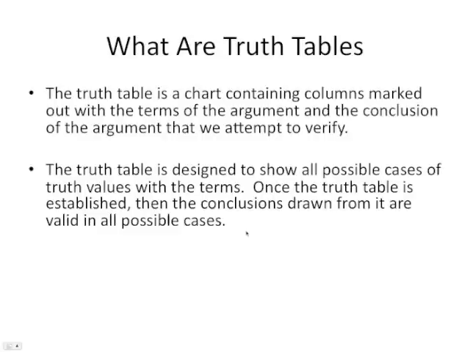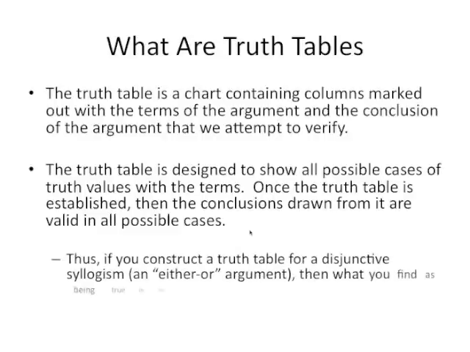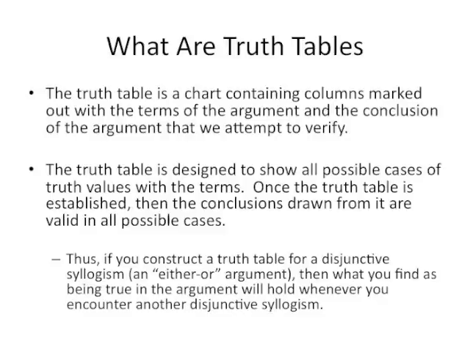So again, if you construct a truth table for a disjunctive syllogism, let's say, for example, an either-or argument, then what you find as being true in the argument will hold whenever you encounter another disjunctive syllogism. So again, you formulate an argument as an either-or argument. The next time you come across another either-or argument, you can say, yes, this is valid in this case because we've already proven it.